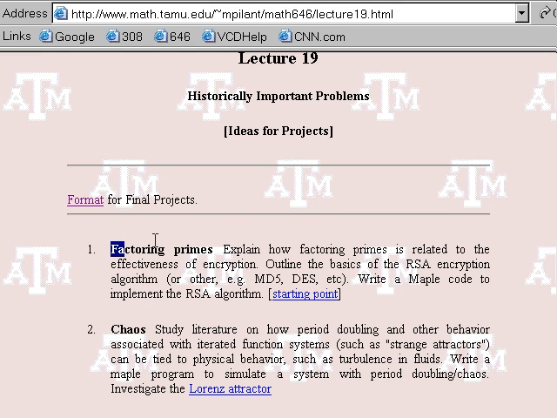So the first one, one of the oldest ones in terms of problems, is factoring numbers, not factoring primes, factoring numbers into primes is what I meant. So the idea is to consider this very old problem of factoring numbers, large integers, into products of primes, and how this relates to modern encryption algorithms.